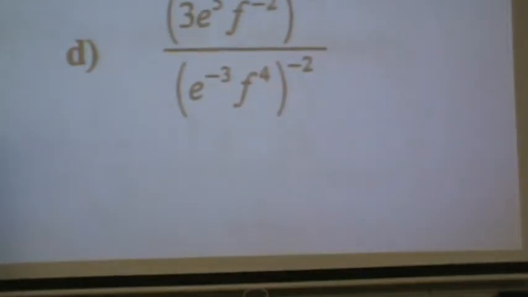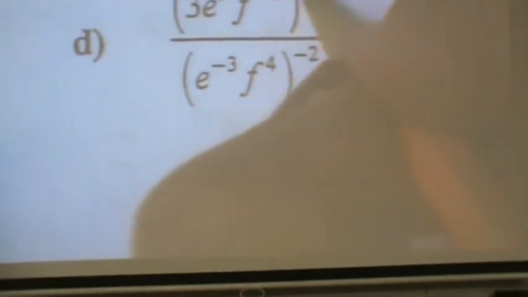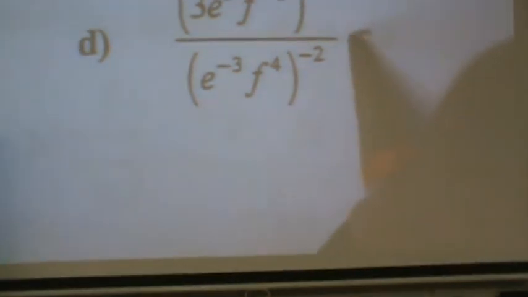Last one. Now, what's different about this one? The exponents are different. You don't see one parenthesis. So this one is a little different. You have to raise all 3 of these to the -3 power. So what do you get when you do that?